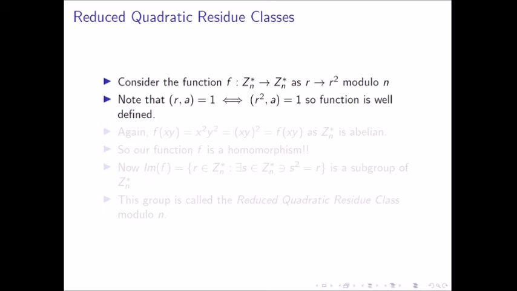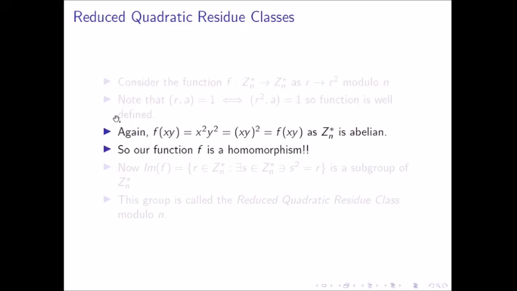So now let's look at a subgroup of the reduced residue class. Consider the function from Zn star to Zn star as r goes to r square modulo n. We take the remainder. Note that r comma n is equal to 1 if and only if r square comma n is equal to 1. If r square and n have a common divisor greater than 1, then r and n must also have a common divisor greater than 1. This follows from the fundamental theorem of arithmetic, which you might have done in school. So this function is well defined, that is, the range is a part of the codomain and it's a function.